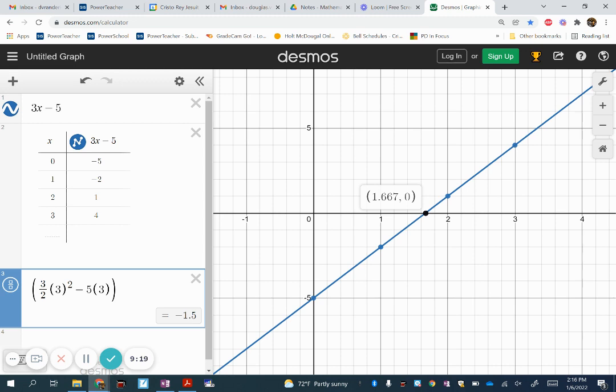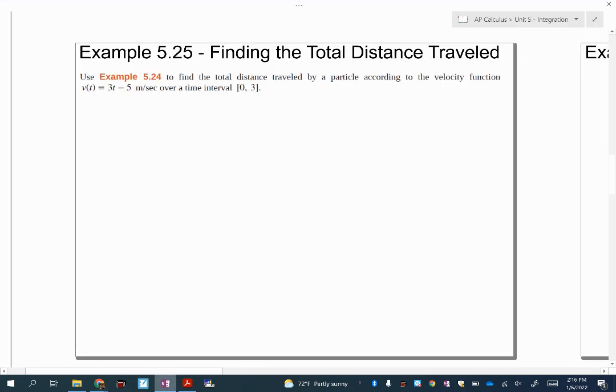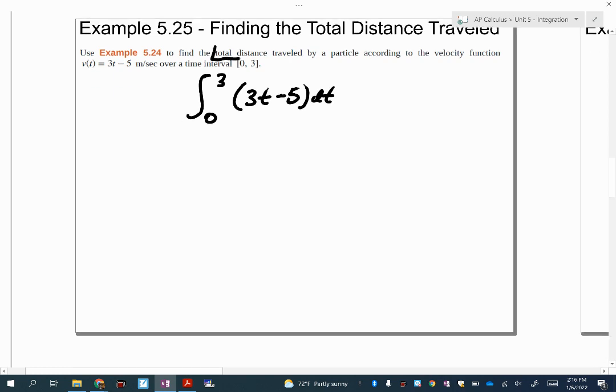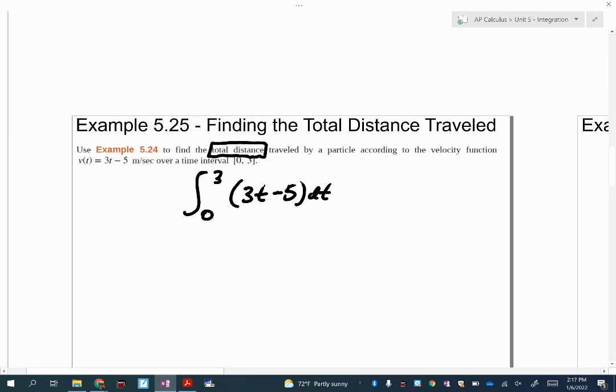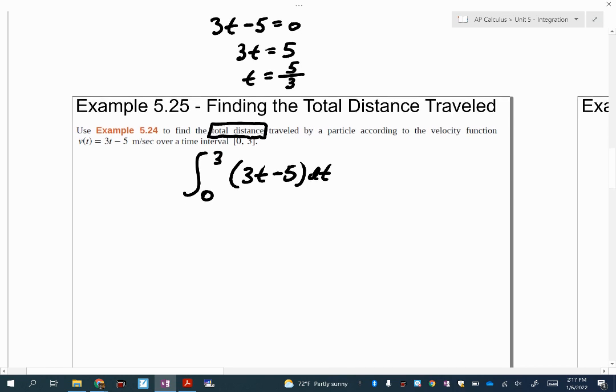So I'm essentially going to do two things here. All right, so let me first just write my integral from 0 to 3 of my velocity function, 3t minus 5, times dt. But again, I'm not doing the same thing as I did before because it wants the total distance. So this is where I actually don't care about the negative values or the positive values. They're all going to be absolute valued. So let's show you real quick how I got that 1.6 repeating. If you set this equal to 0, you'll have 3t equals 5 and t equals 5/3, which is 1.6 repeating.